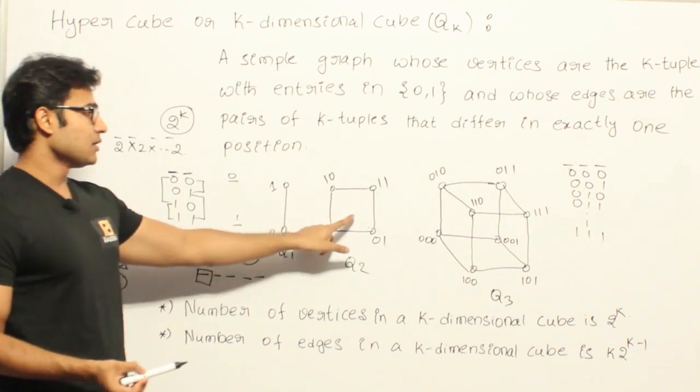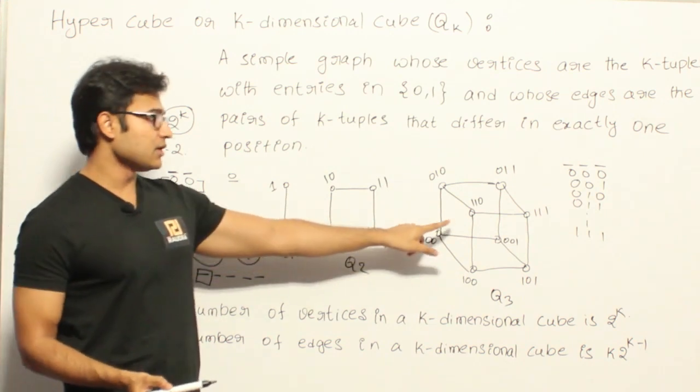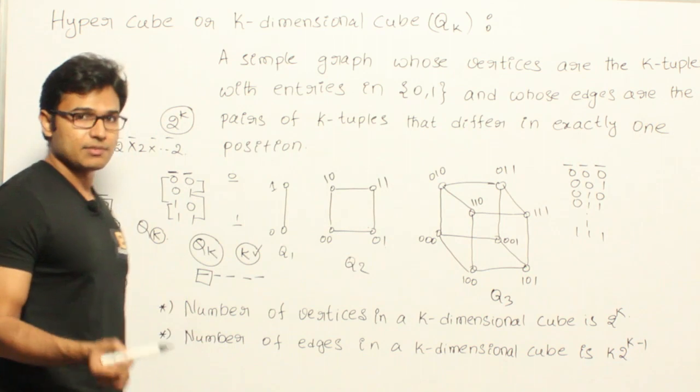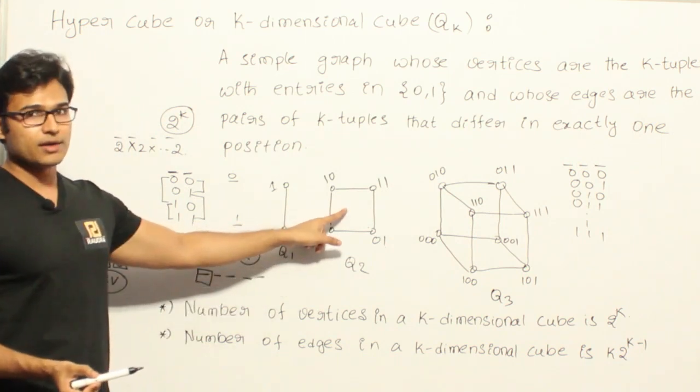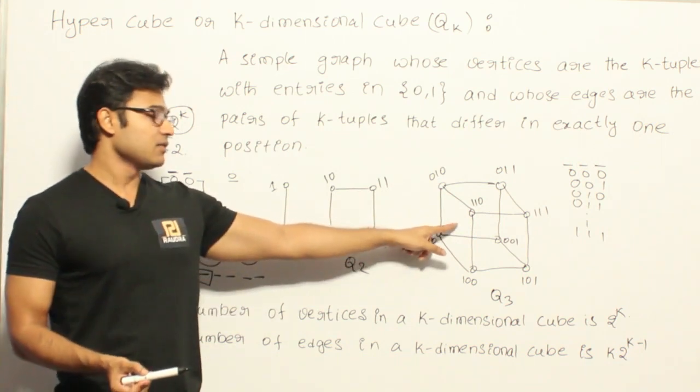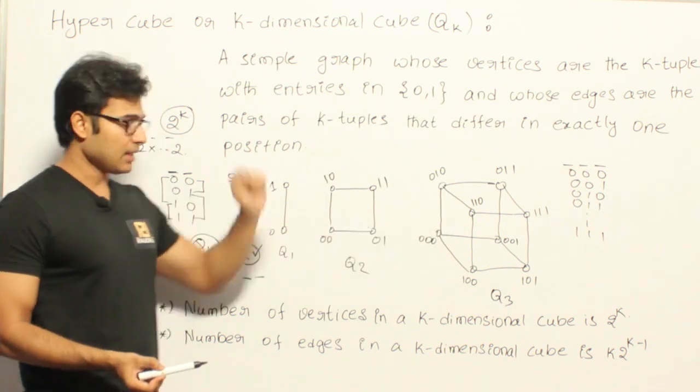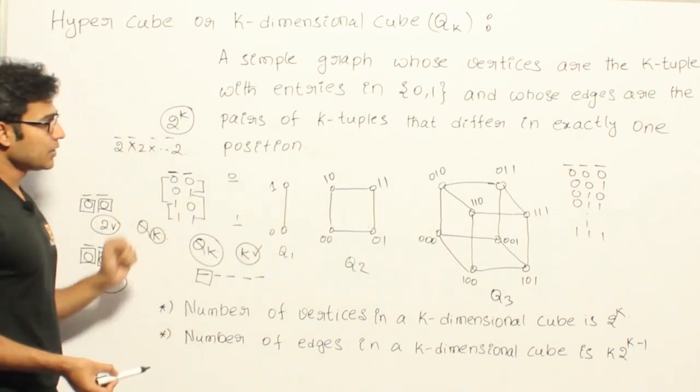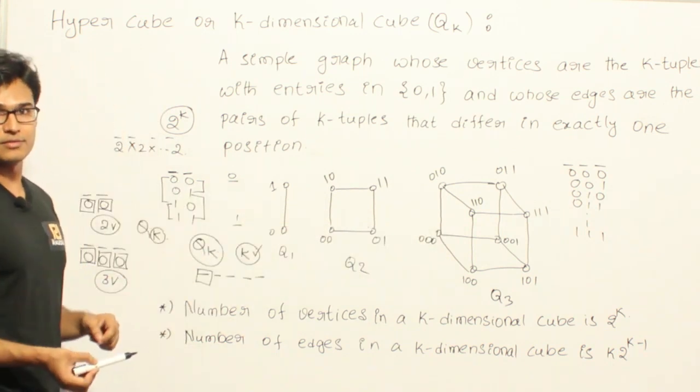Got it? Therefore, you are going to get k as the degree of every vertex in Qk. So in this one, the degree of every vertex is 2, in this one, the degree of every vertex is 3. So in some sense, you can call it a 2 regular graph. You can also call it a 3 regular graph. Got it? Okay. Now what about Qk? Qk is a k regular graph.